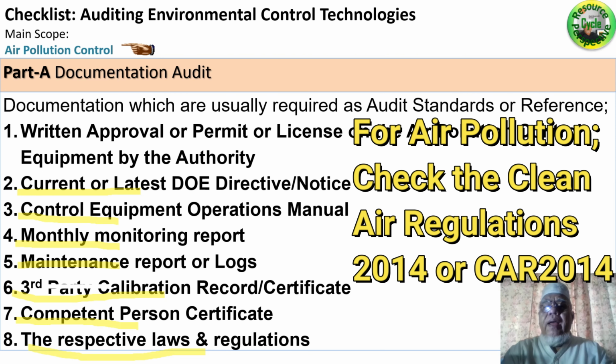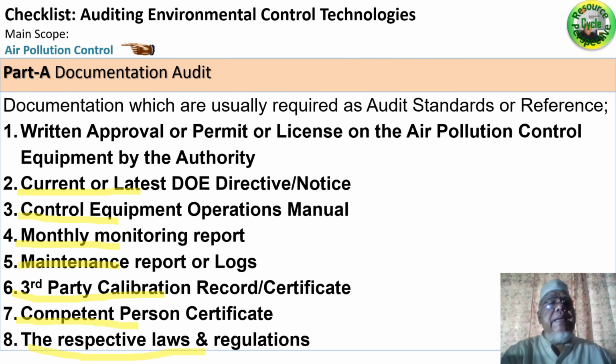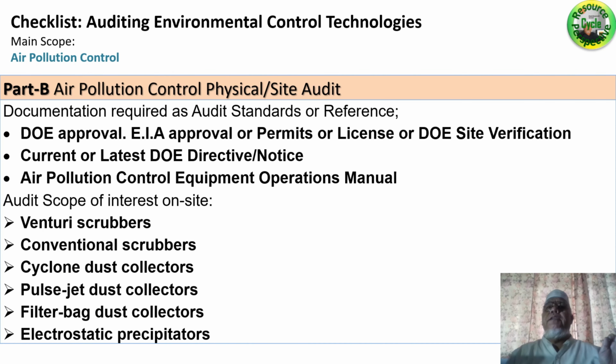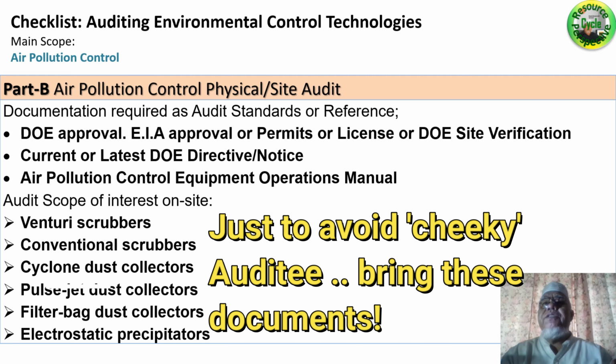You're welcome. Next, let's observe which document you need to bring along to the site. Let's look at part B. Alright, so in part B, for the checklist of auditing and pollution control, you need to bring with you these 3 legal documents. Observe the first 3 bullets as displayed.